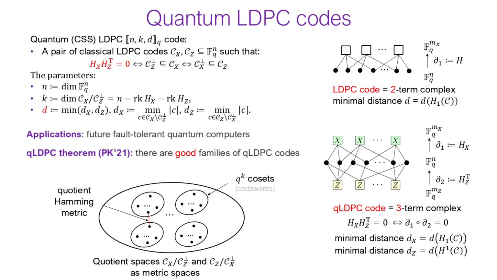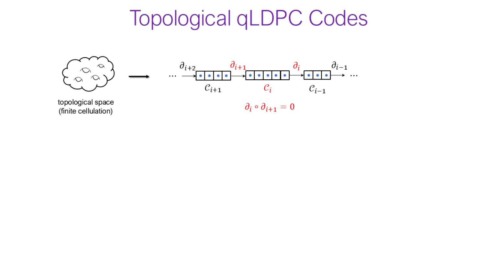Moreover, the distances dx and dz that we define are exactly the quotient Hamming distance applied to homology groups. The common way to construct quantum LDPC codes is to take some interesting topological space, consider its finite simulation, construct the corresponding chain complex, and then by interpreting this chain complex as a 3-partite graph, we can define a quantum LDPC code. This graph is also called the Tanner graph of the quantum LDPC code.